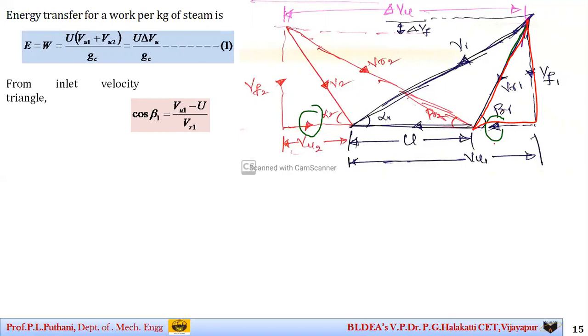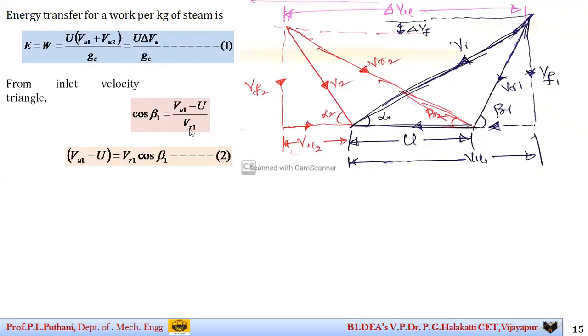Cos beta 1 is equal to this adjacent side. So here the adjacent side is nothing but VU1 minus U divided by hypotenuse, that is VR1. The same I have written here, it is VU1 minus U divided by VR1. So I can write VU1 minus U is equal to VR1 cos beta 1. This is from the inlet velocity triangle.